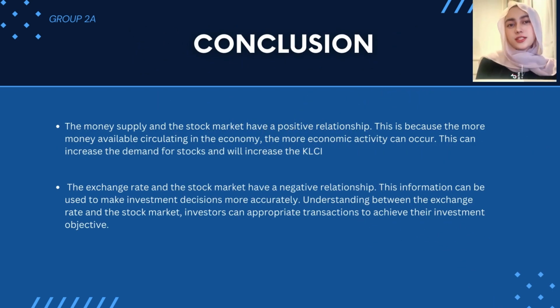So for the conclusion, the money supply and the stock market have a positive relationship. This is because the more money circulating in the economy, the more economic activity can occur. This can increase the demand for stocks and it will increase the KLCI. The exchange rate and the stock market have a negative relationship. This information can be used to make investment decisions more accurately. With an understanding of the relationship between the exchange rate and the stock market, investors can make appropriate transactions to achieve their investment objectives.